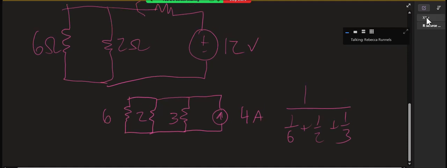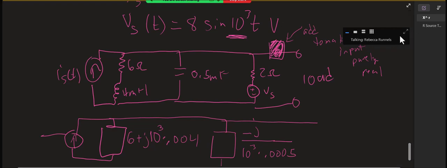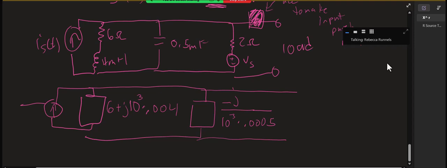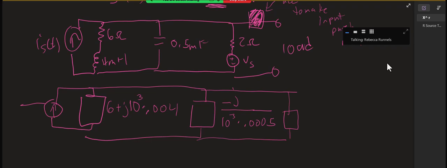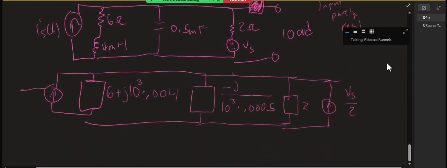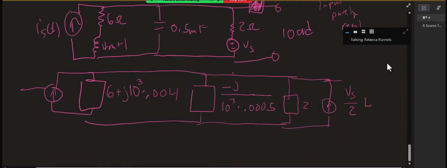So going back to this one, we'll do a source transformation. Because we have a voltage source and a resistor in series, the resistor is going to stay the same. It'll be 2. And then this will become a current source, which would be Vs over 2. Now Vs as a phasor was 8 angle 0. So this is going to be 4 angle 0.